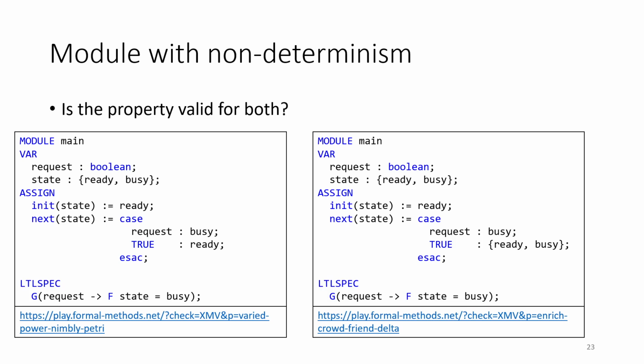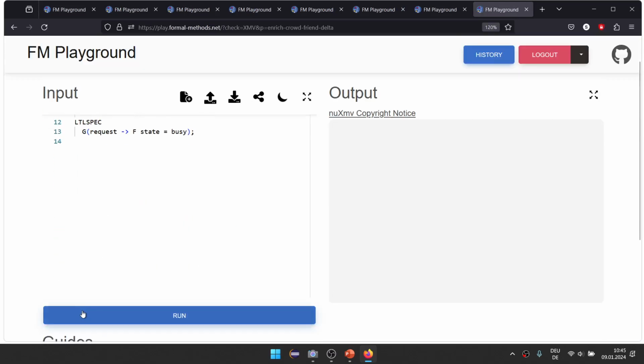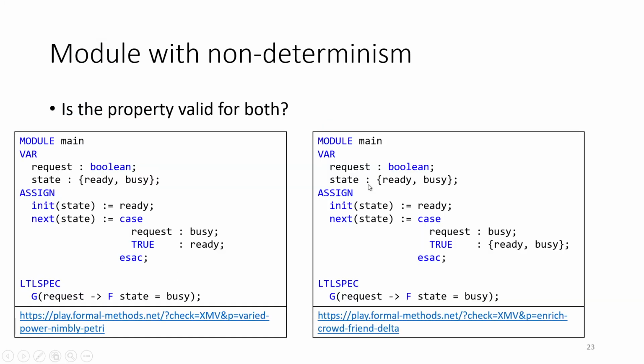So here, if a request comes, then we will eventually be in state busy. Is that still going to hold? The difference here is that before we had to go back to ready. Here we can stay in busy. But that's what it's asking for, right? It says eventually there will be a state busy. So whenever we get a request, yes, we have to go to busy. So this will still hold. For both, this property will be valid. Just run it quickly to confirm. Yeah, also here, although it's non-deterministic, the property is still true.